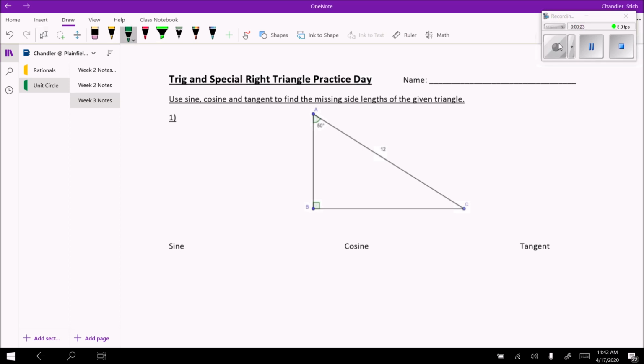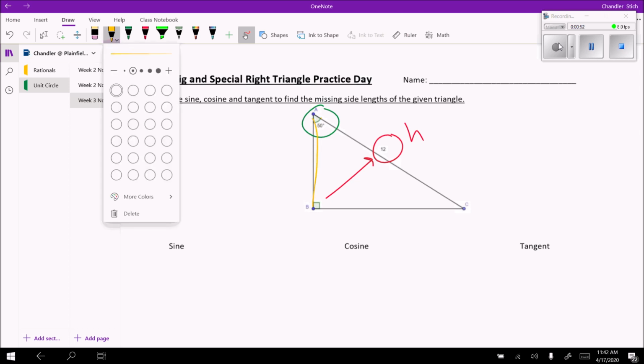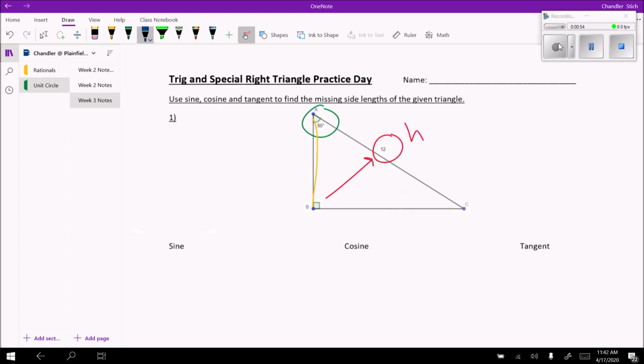Now here's a good day for you to practice some trigonometry that you've done before. We have two things here. We have a reference angle in green, 50 degrees, and we have this 12 right here. Because the 12 is across from the right angle, I'm going to say that's my hypotenuse. However, I have two sides of this triangle, two legs, that don't have anything.